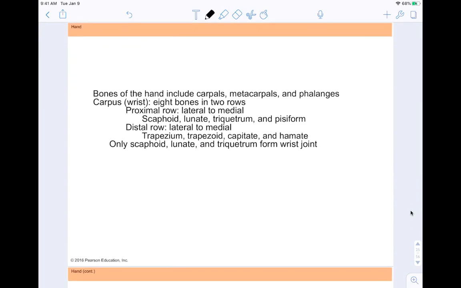Okay, we're going to talk about the hands next. The bones of the hands include the carpals, metacarpals, and phalanges. They can also be called the carpus, which you see here. So carpals, carpus, same thing. It's talking about your wrist. There are 8 different bones. That's all I want you to know.